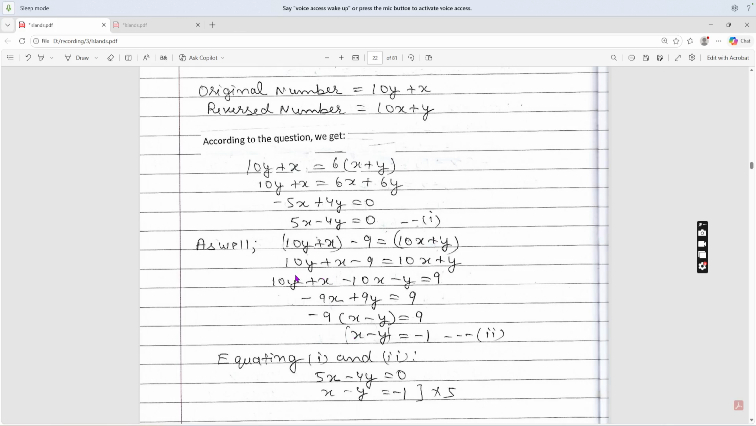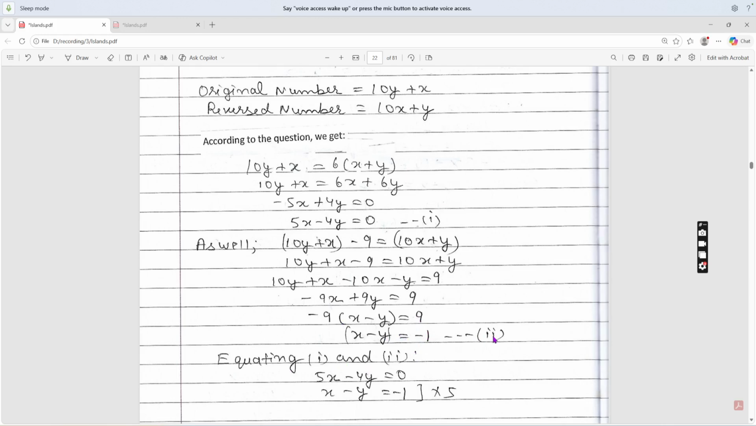Now just open the bracket and we get the linear equation in two variables in standard form. 10y plus x minus 9 is equal to 10x plus y. 10y plus x minus 10x, because it is shuffling from RHS to LHS, minus y because it is shuffling from RHS to LHS, minus 9. It will be shuffled from LHS to RHS, so it becomes equal to plus 9. Now x minus 10x gives us minus 9x, and y minus y gives us plus 9y, which is equal to 9. Now we take minus 9 common and we are left with x minus y, because minus 9 into x is minus 9x. Minus 9 into minus y gives us plus 9y, equal to 9. So x minus y is equal to 9 upon minus 9, that is equal to minus 1.